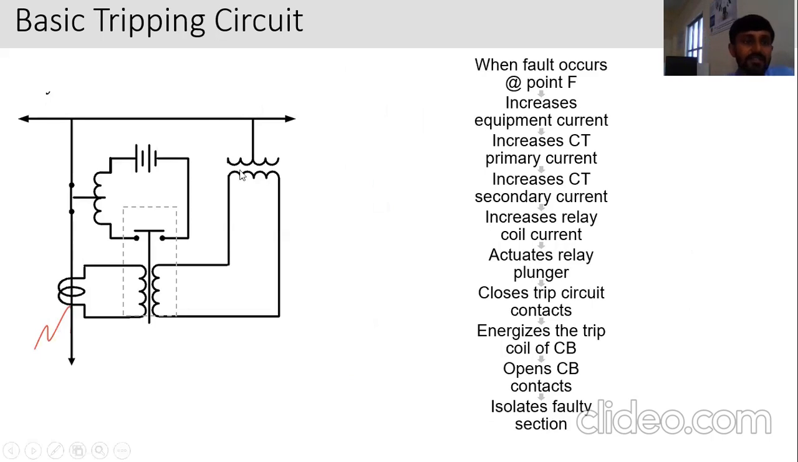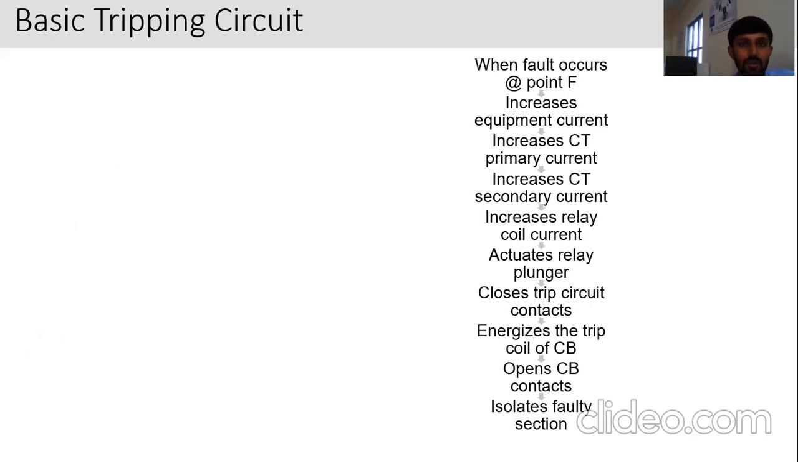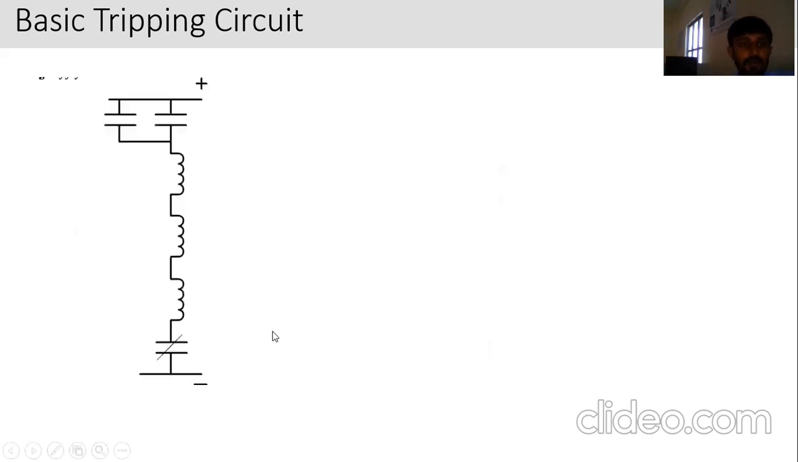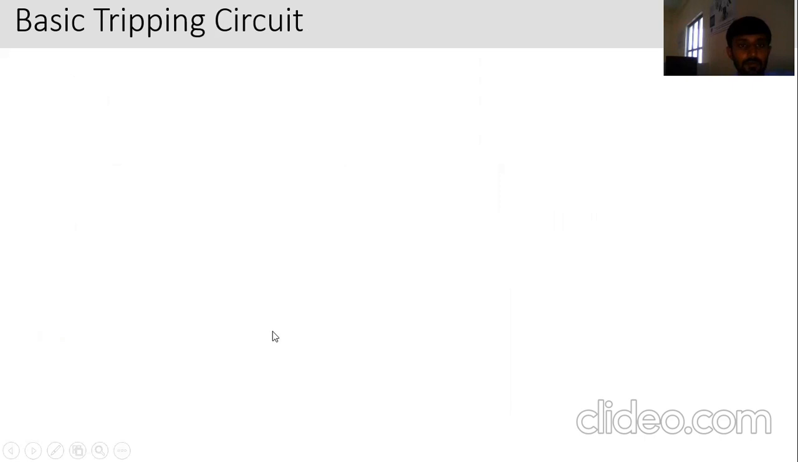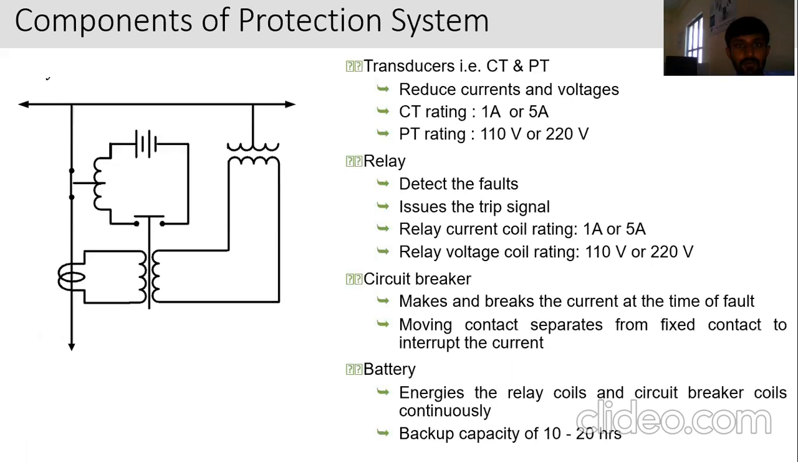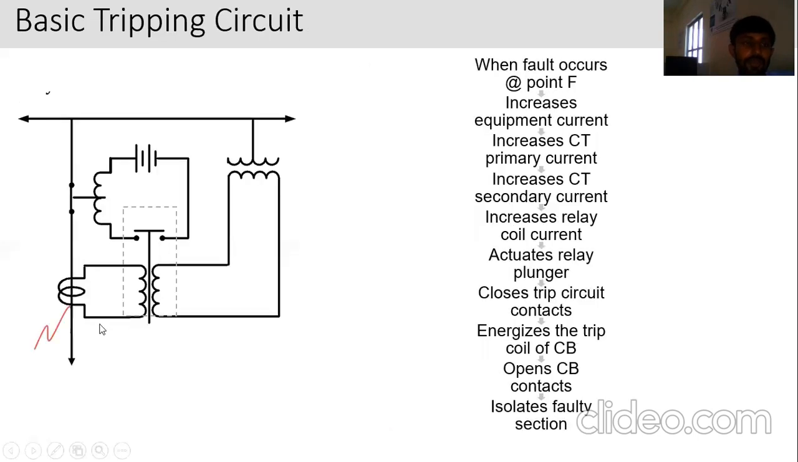There is a basic tripping circuit. You can see that the fault occurs here, at the red line. We can call this point F. Whenever the fault occurs at point F, the equipment current increases.